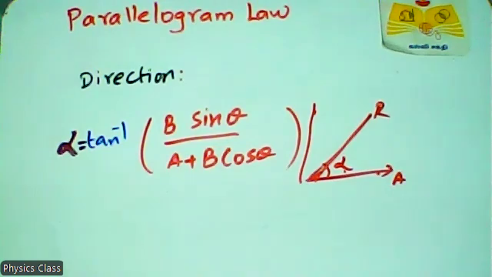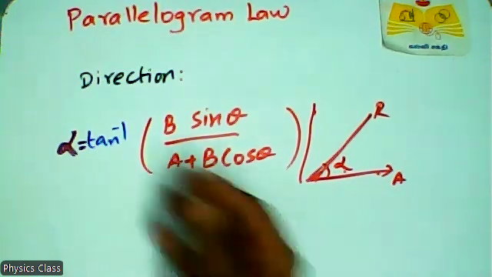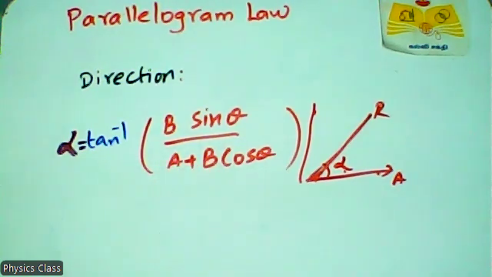So to find the direction of the resultant vector, this is the equation: alpha is equal to tan inverse of B sin theta by A plus B cos theta, where alpha is the angle between the resultant and vector A. This is a 4 mark question.